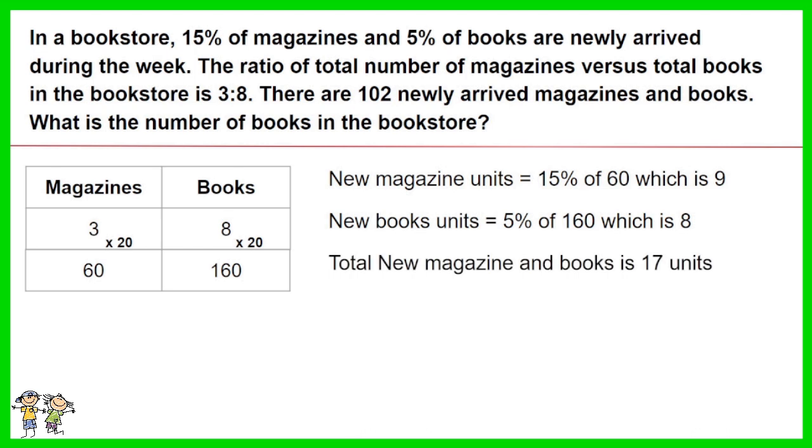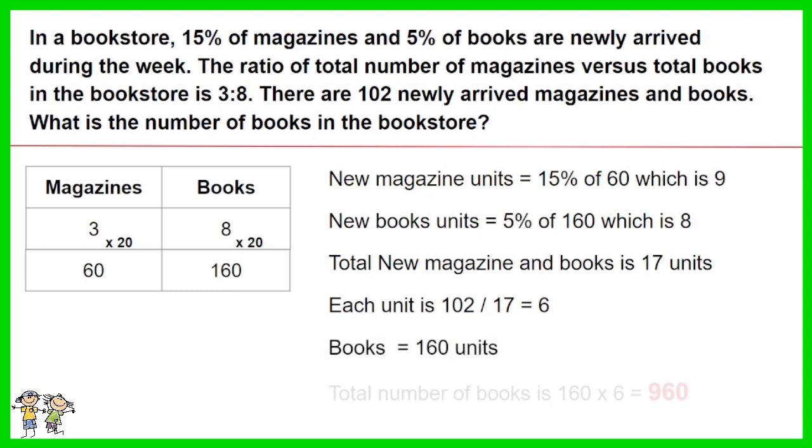Therefore, the total units of new magazines and books combined is 9 plus 8, which is 17. Given there are 102 newly arrived magazines and books combined, each of the 17 units represents 102 divided by 17, equal to 6. Given the total units for the books is 160, the total number of books is 160 multiplied by 6, the number per unit. The final answer is 960.